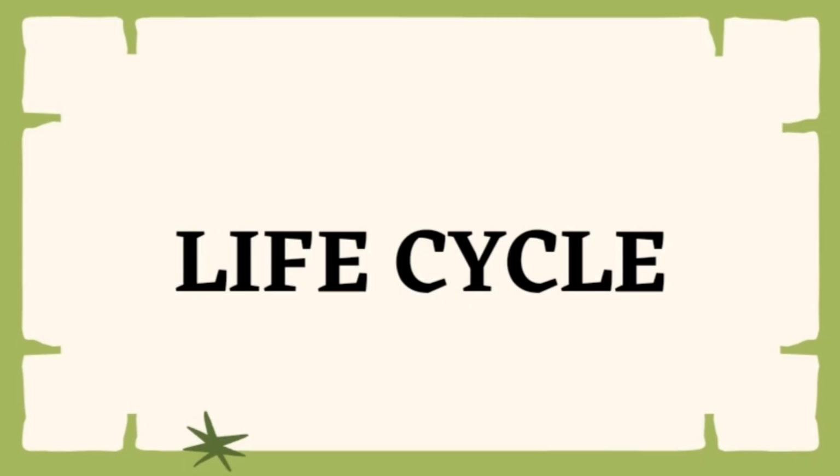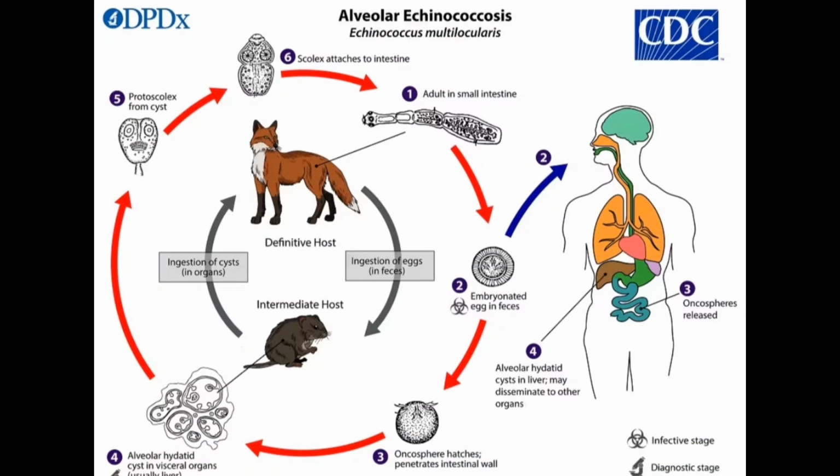The life cycle of Echinococcus multilocularus is complex, involving 2 hosts. The definitive hosts are foxes, wolves, dogs, and cats. The intermediate hosts are field mice, house mice, and ground squirrels. The infection is transmitted by handling of infected definitive hosts or ingestion of food or water contaminated with the eggs of Echinococcus multilocularus. The adult worms reside in the small intestines of the foxes, dogs, and wolves.